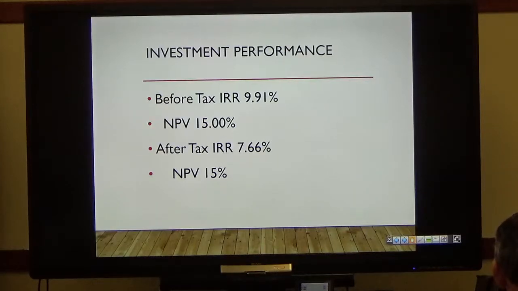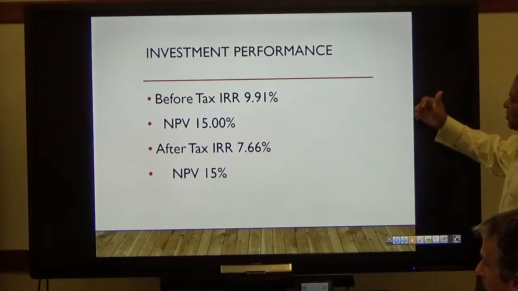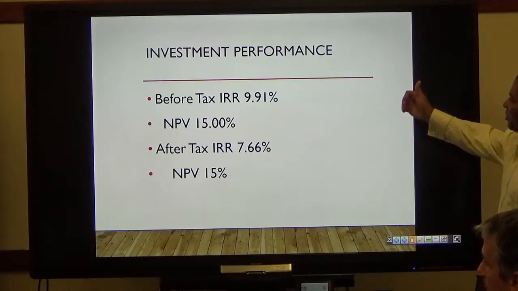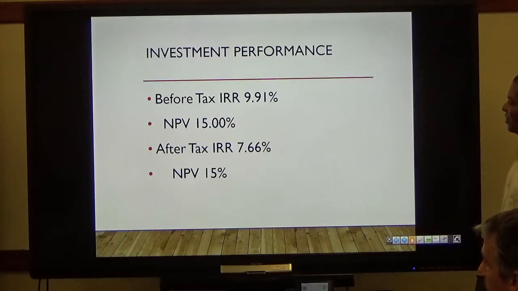Here's to show the investment performance after the disposition of the asset. Before tax, IRR is 9.91%, NPV 15%, and the after tax IRR is 7.66%, and NPV after tax is 15%.